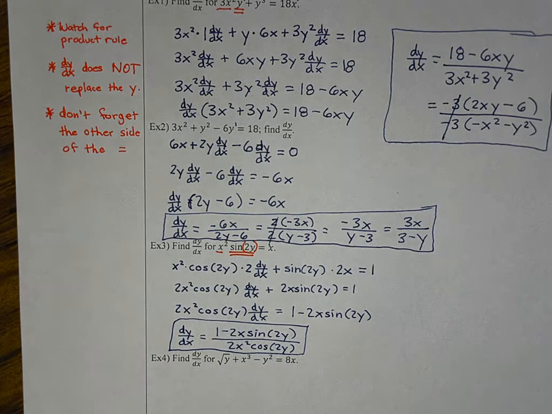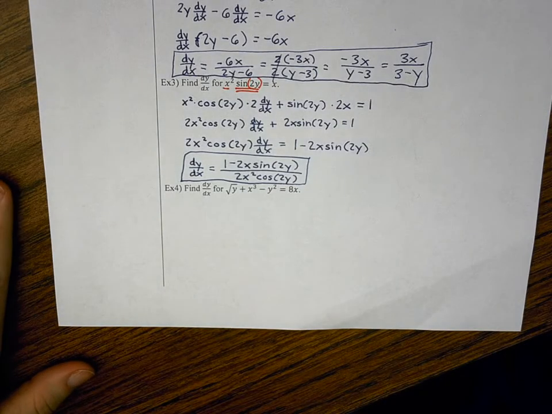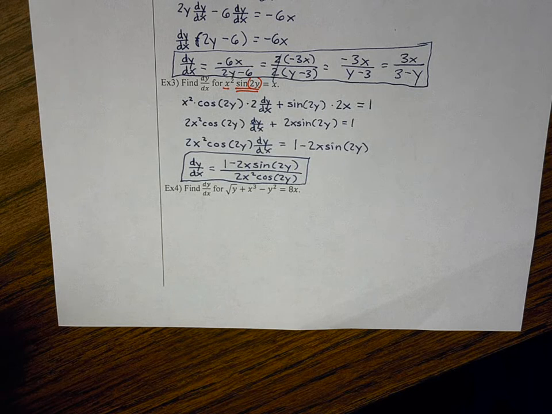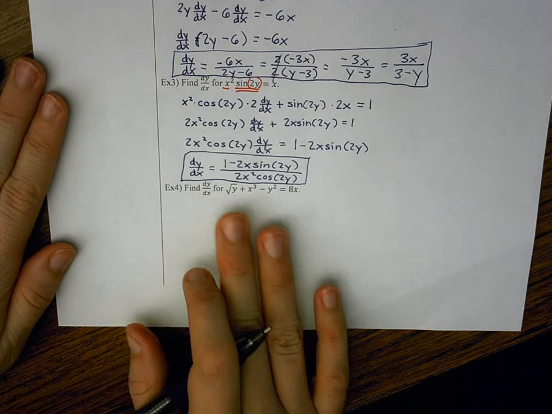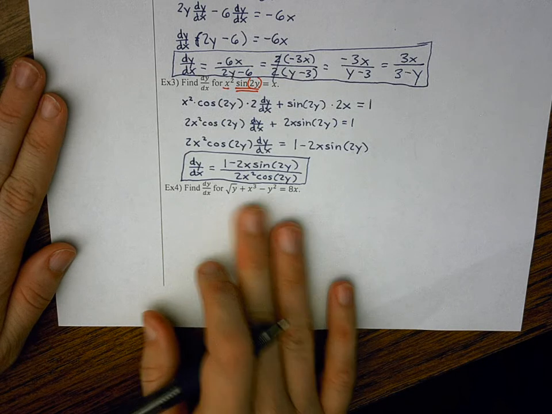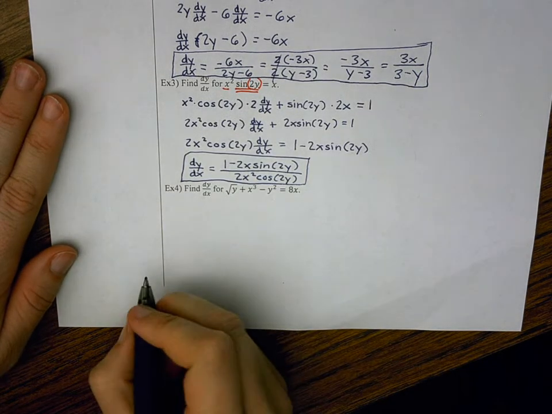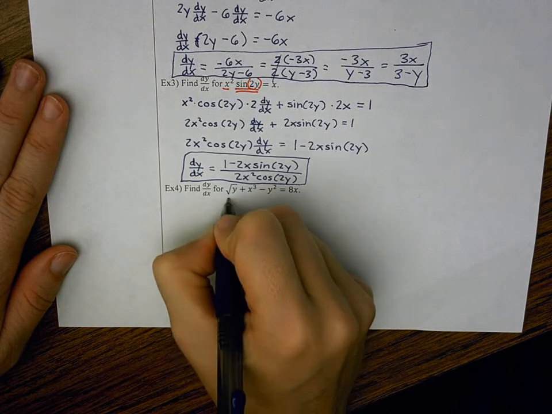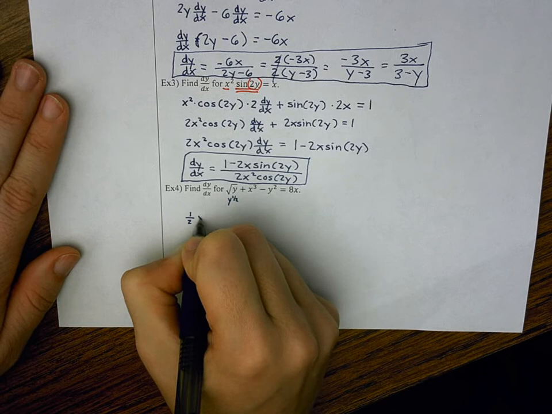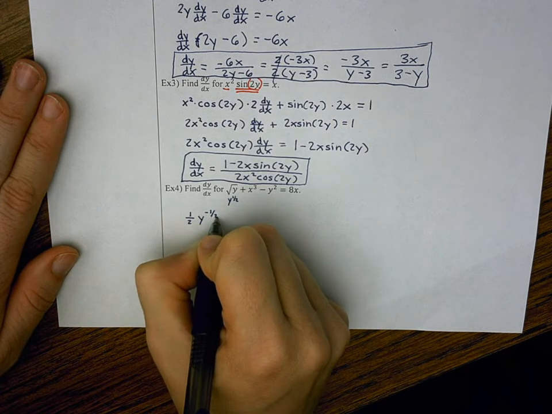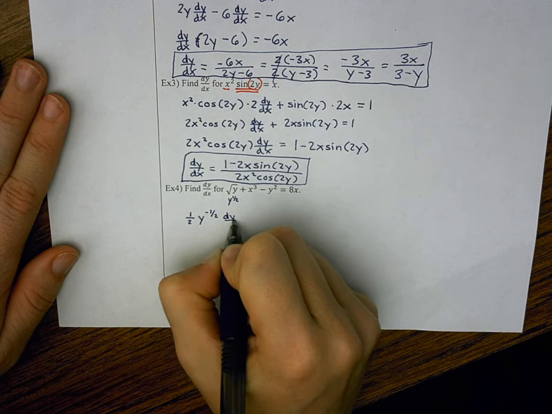Okay, example 4, last one for implicit differentiation here. Again, if you have not tried one on your own, pause the video, try it on your own. Okay? Find dy dx for root y plus x cubed minus y squared equals 8x. Okay, so root y is the same thing as y to the 1/2, which is power rule, so let's bring down that exponent, leave the base alone, subtract 1 from the exponent. And then I just took the derivative of a y, so that would be dy dx.